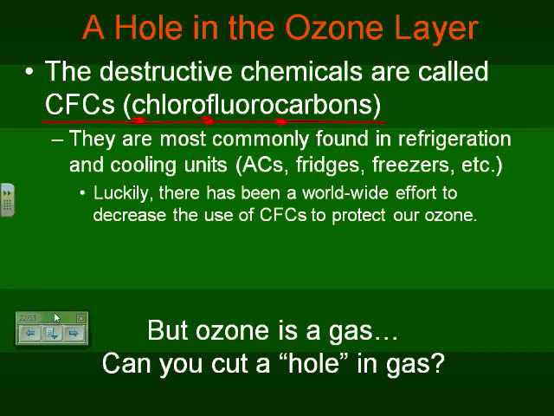Like I said, CFCs, chlorofluorocarbons. They're often found in refrigeration and cooling units, air conditioners, refrigerators, freezers. And what actually happens is that those CFCs, as they escape and they travel up to the ozone layer, they interact with the ozone layer, break down the ozone molecules, and the ozone molecules are no longer a part of that ozone layer, which means the layer as a whole is depleting and getting thinner.